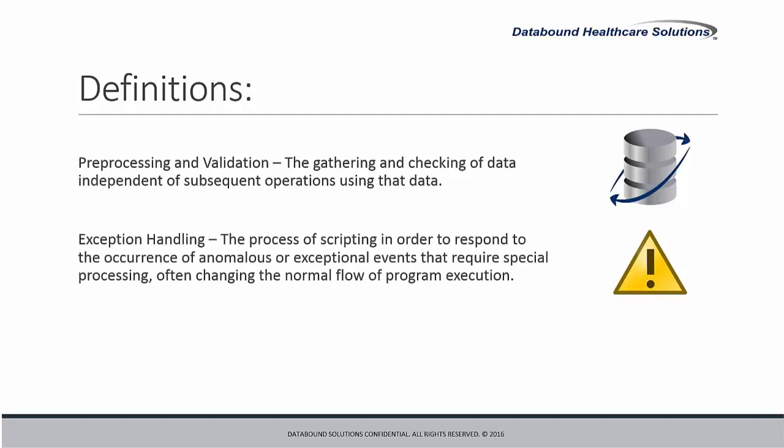The next definition is exception handling. With exception handling, that's the process of scripting in order to respond to anomalous or exceptional events that require special processing, often changing the normal flow of the program execution. So these are things that you expect might come up, for example, a pop-up or an error that might occur on a record in the terminal. But you've seen these happen before, you have them in the back of your mind when you're scripting, and you know that they might occur.